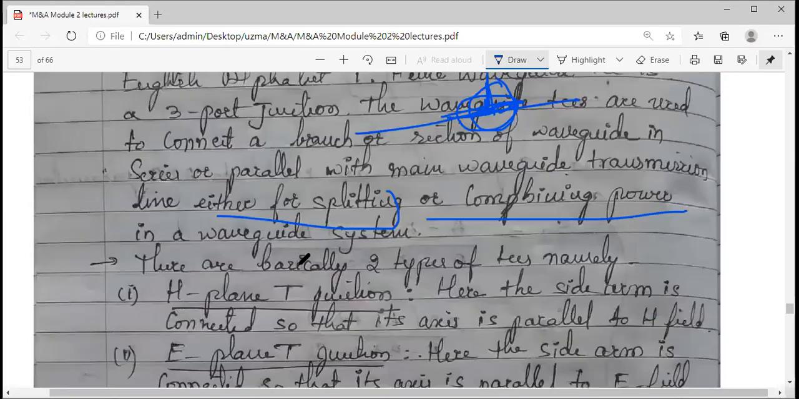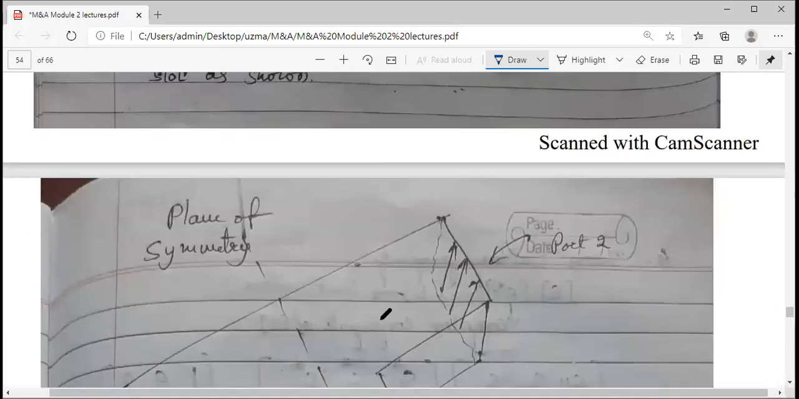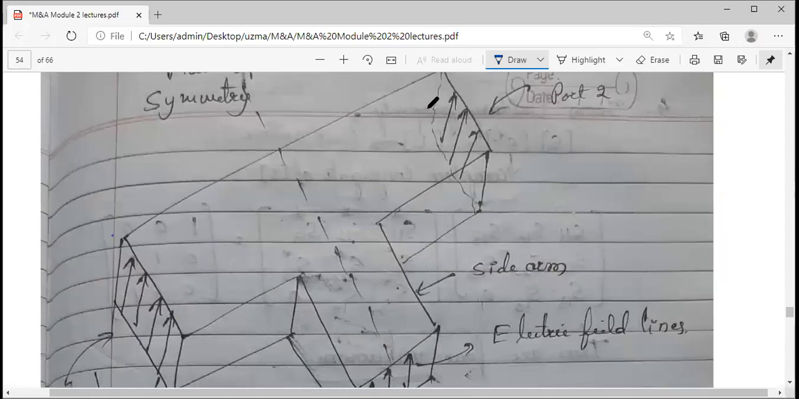We have started with two different types of waveguide T's. One is the H plane, the other one is the E plane. We started with the H plane T junction. How does it look? It looks like the English alphabet T. This is one single waveguide in which we have two ports. This first port and second port together we call the collinear arm.